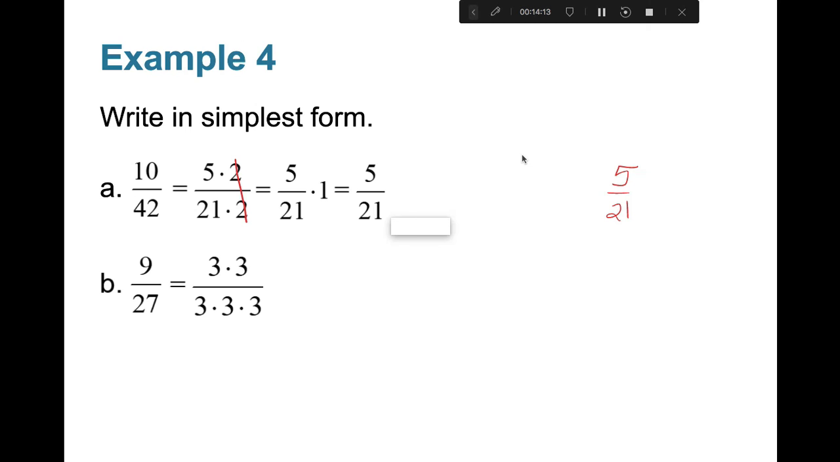9/27ths. They are both divisible by 3. In fact, they both have 2 3s. They wrote out the prime factorization. If I can cancel out both 3s on top, what does that become? 1/3. Because I have canceled out these 3s and these 3s, I am only left with a 1 hanging out up there. So my answer would be 1/3. Another way would be to just divide both of those by 9.